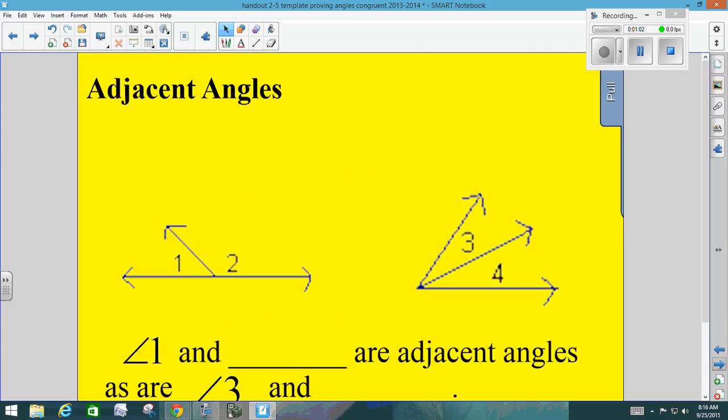Adjacent angles. What does it mean if 2 angles are adjacent? They're next to each other. They share a ray. Good. And they don't what? Good. They don't overlap. Adjacent angles are next to each other. They share a ray, but they don't overlap.